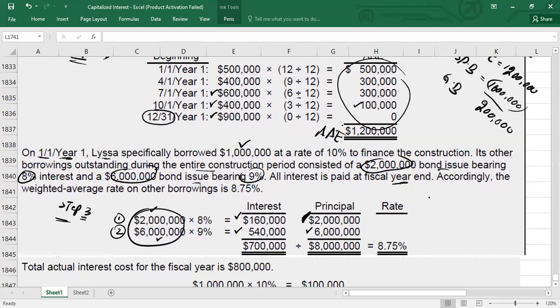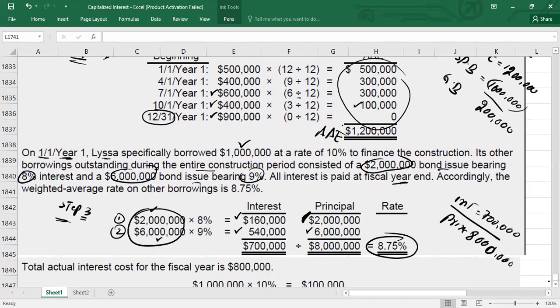You will apply the formula. You need the interest dollar, which is $700,000. You will divide it by the principal amount of the general borrowing, which is 8 million. Okay. So if you multiply, you will get the weighted average interest rate, which is 8.75%. Okay. So we are done with step 3.